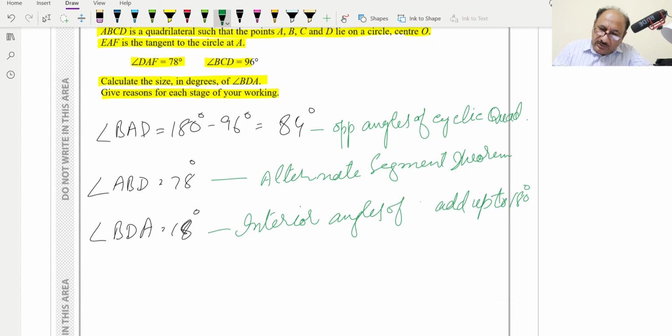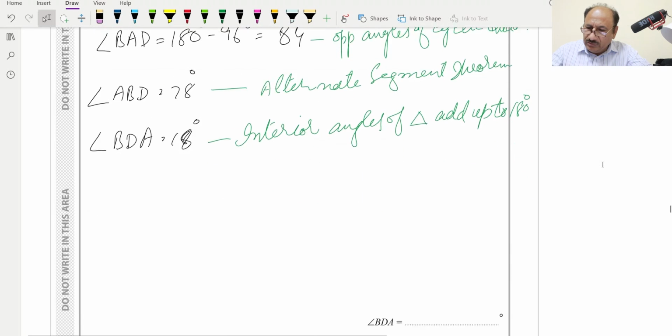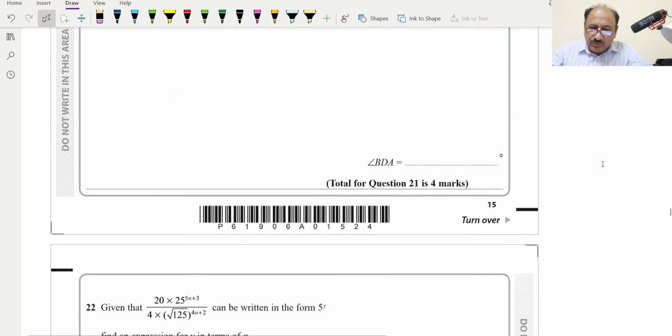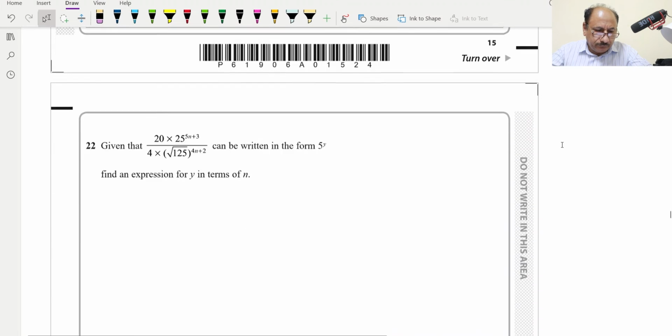So this triangle we can draw properly like this. So we are done with this working also we have shown. So hopefully you understood this. This was a 4 marks question. So angle is 18 degrees, which answer we can mention over here, 18 degrees, which is done.